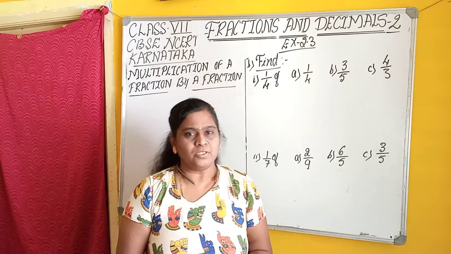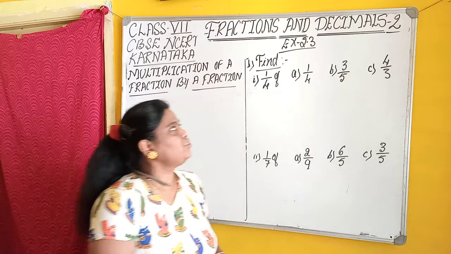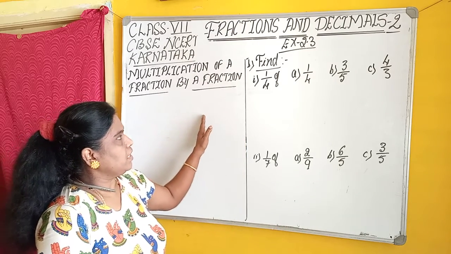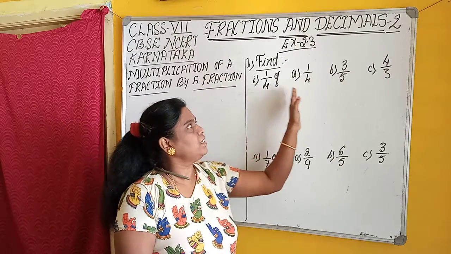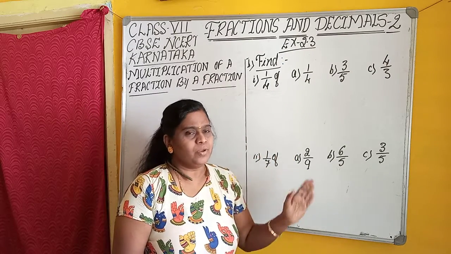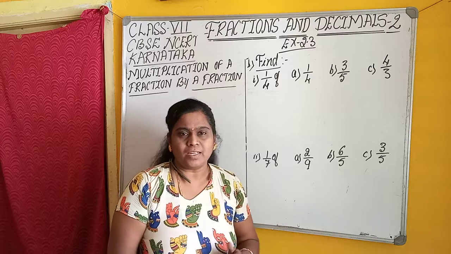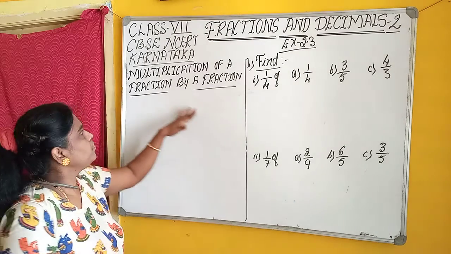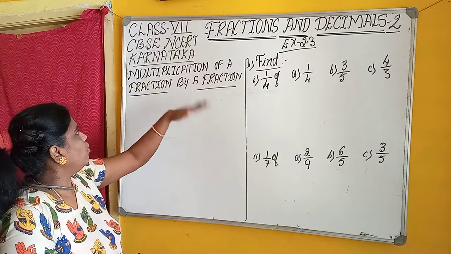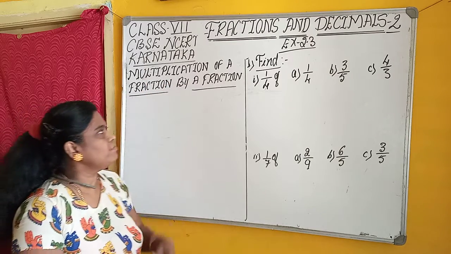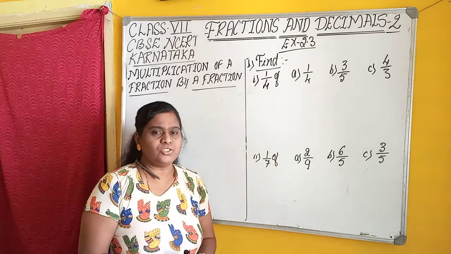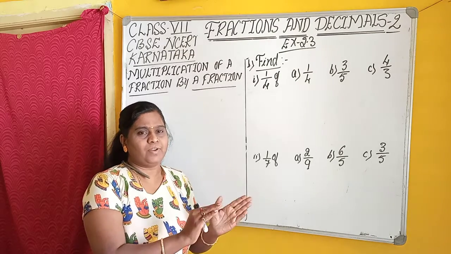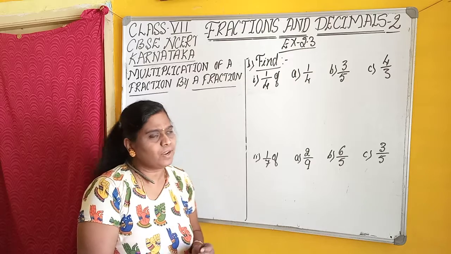It's a class for 7th standard students, CBSE, NCERT syllabus and also for Karnataka State students. In that, chapter 2 is fractions and decimals. In that we are solving exercise 2.3. Before solving this, let us know some introduction about multiplication of a fraction by a fraction. In this you are going to study how we have to multiply a fraction by another fraction.